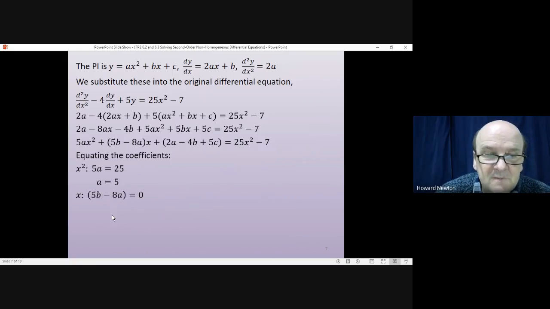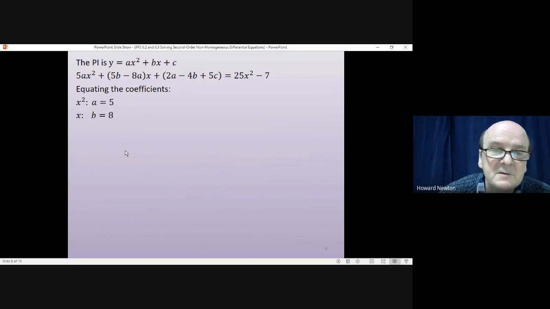Equating the coefficients of the x's gives us 5b minus 8a is equal to 0, because there are no x's on the right-hand side. a is 5, so that means 5b minus 40 equals 0, which means that 5b is 40 and b is equal to 8. That's what we've done so far.